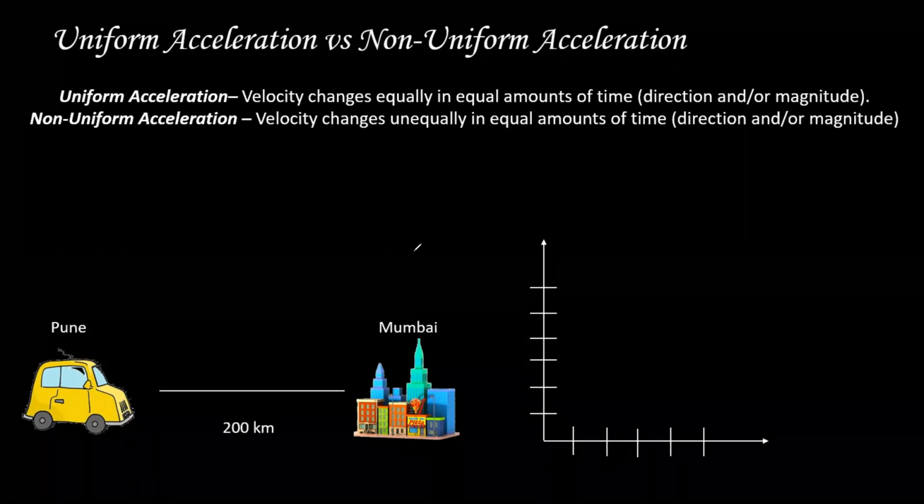Uniform acceleration. Velocity changes equally in equal amounts of time, direction or magnitude. And second one, non-uniform acceleration. That means velocity changes unequally in equal amounts of time, direction or magnitude. Yeah, Kiran, thank you. Prathamesh, you can read the next part.